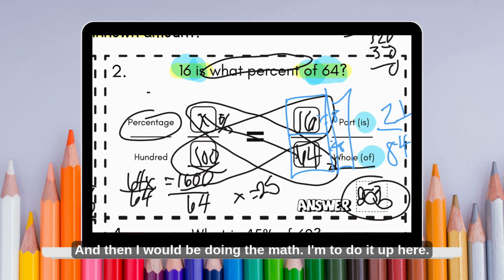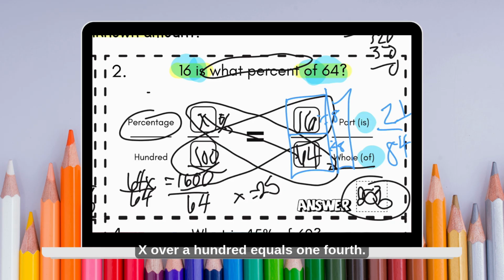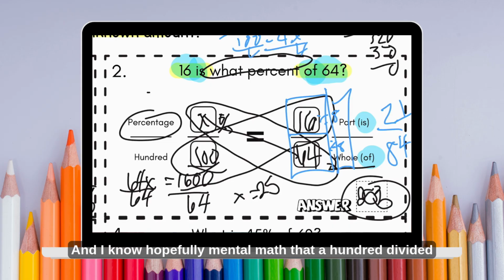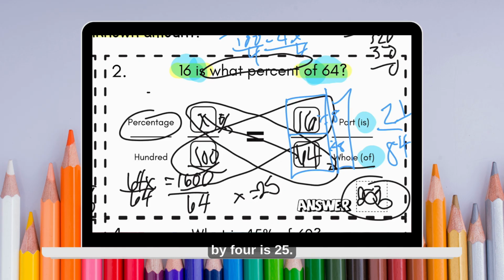And then I would be doing the math. I'm going to do it up here. x over 100 equals 1/4. Then I would cross multiply. 100 equals 4x, and I know, hopefully, mental math, that 100 divided by 4 is 25. So our answer is 25%.